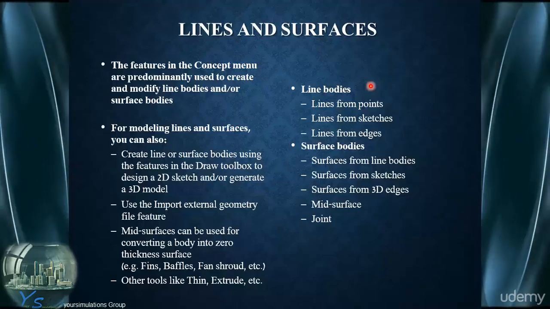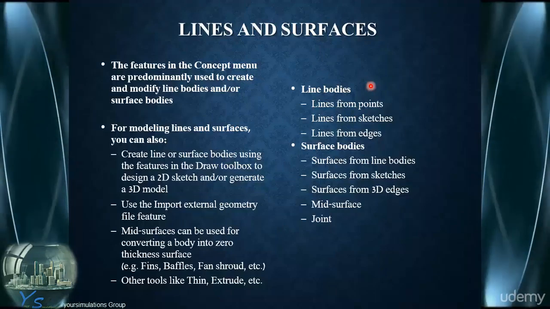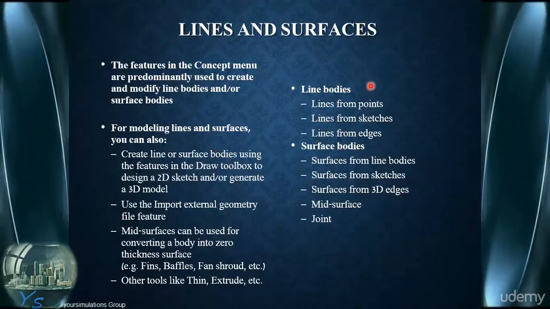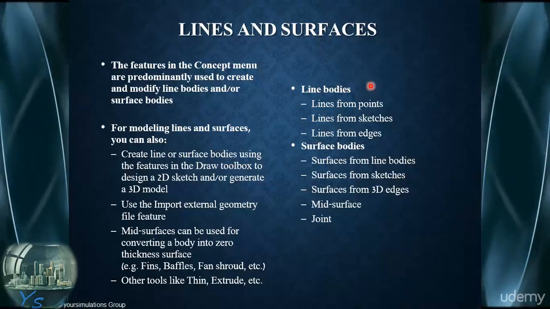Examples of the types of geometry that are generated using the concept modelling tool options include line bodies, which can be built from points, sketches and edges, and surface bodies, which can be built from line bodies, sketches, 3D edges, mid-surfacing and joints. These will be covered in the remainder of Lecture 10.